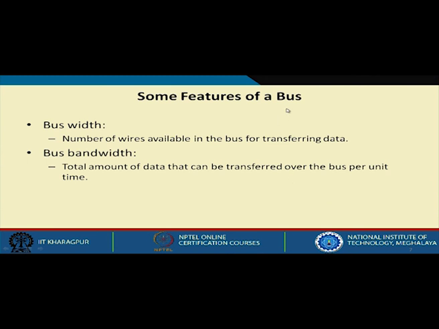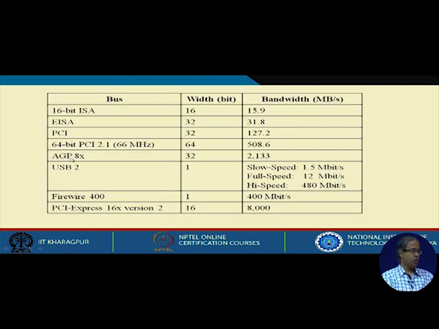Talking about a bus, some of the characteristic features will be bus width, meaning how many data lines are available, so how many bits of data you can transfer in every cycle, and the speed of the bus or the bandwidth, the total amount of data in bits per second or bytes per second that can be transferred over the bus. Now, let us look at these features, bus width and bandwidth, for some of the commonly used bus standards.